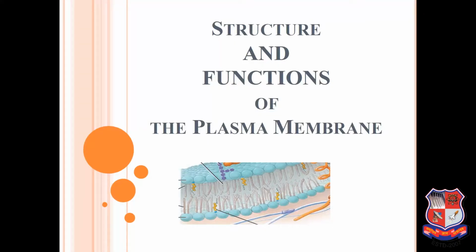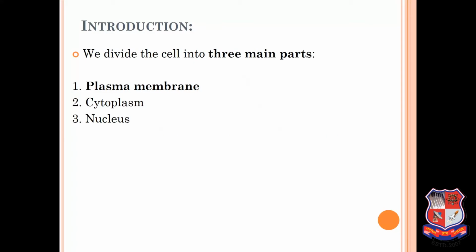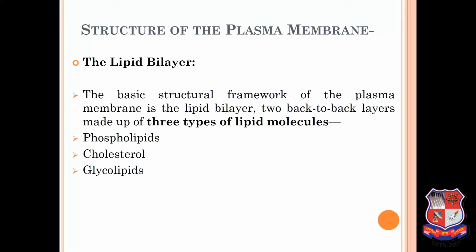Today's topic is structure and functions of the plasma membrane. First of all, structure of the plasma membrane. There are three main parts of the cell. First, plasma membrane, second, cytoplasm, and third, nucleus. Now, structure of the plasma membrane.